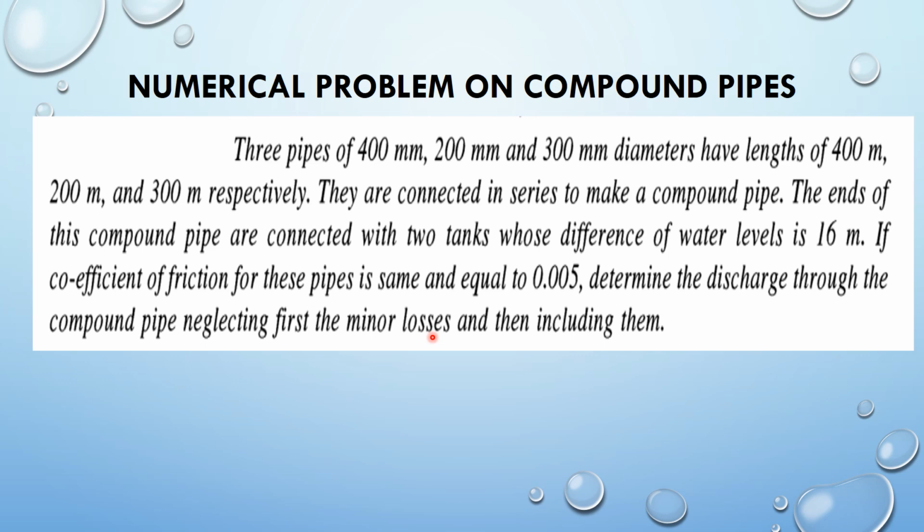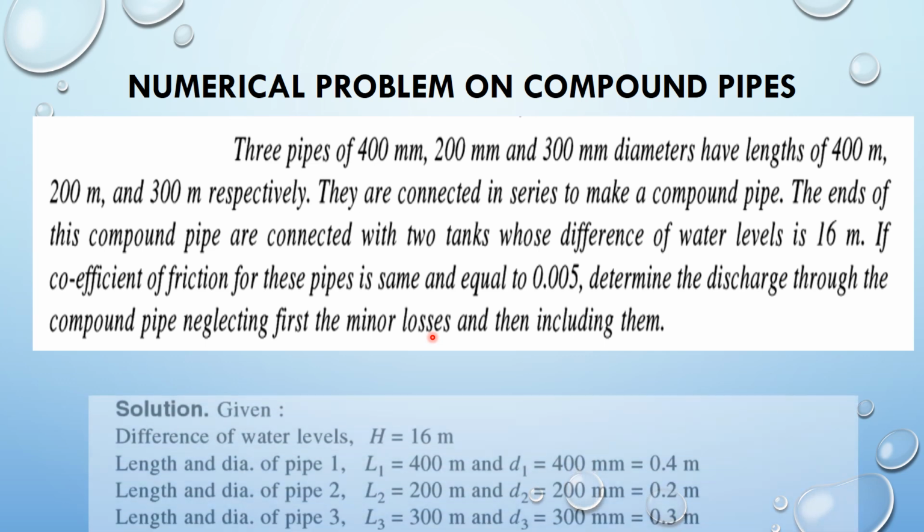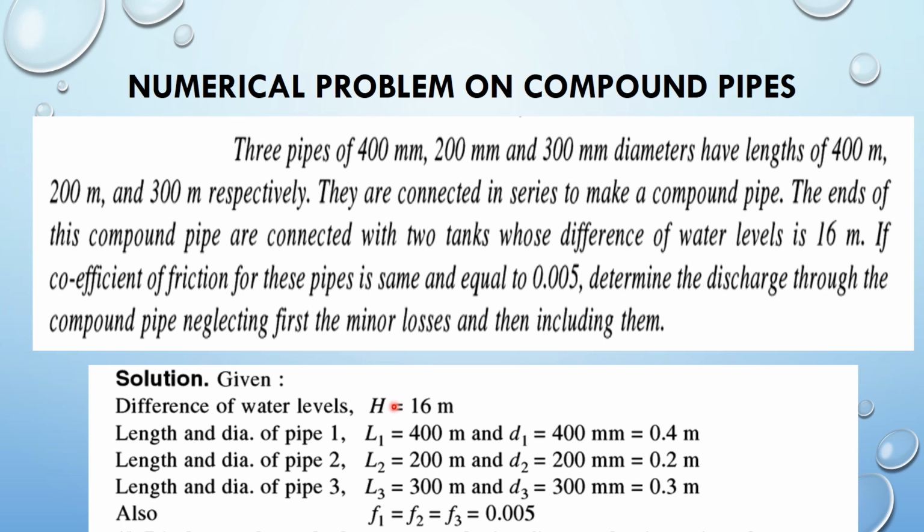So first of all, we will write the given things. The difference in water levels between say tank A and B is given as 16 meters, so H is equal to 16 meter. L1, L2, L3 are given for pipes 1, 2, 3, and D1, D2, D3 are also given. We know that the coefficient of friction is the same for all three pipes, so f1, f2, f3 is equal to 0.005.